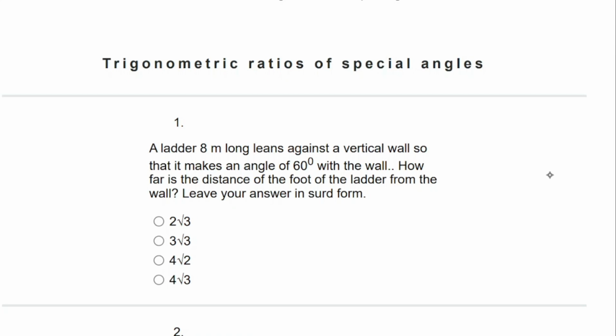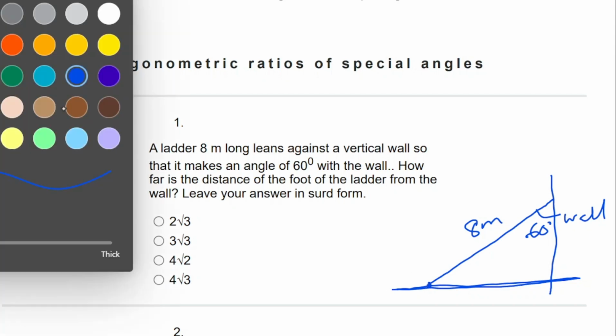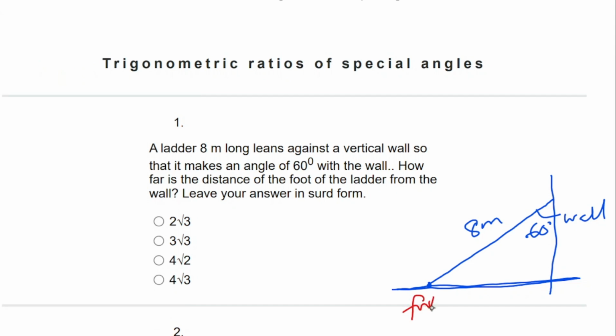In sketching it, let's say this is the wall. We now have this horizontal ground, all right. We now have a ladder leaning against it, and the ladder is 8 meters long. It makes an angle of 60 degrees with the wall, that is going to be here. So how far is the distance of the foot of the ladder from the wall? That is from this place. This is the foot of the ladder, and this is the wall here. That means we are looking for this side here. This is what we're looking for.